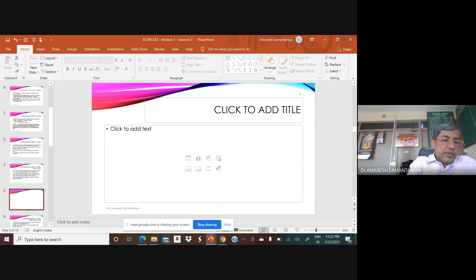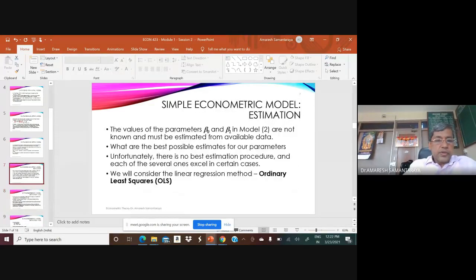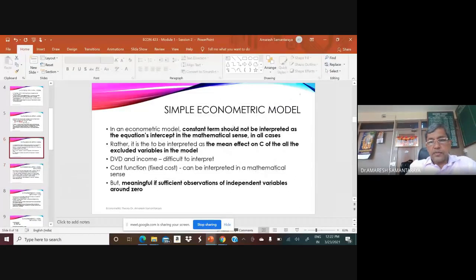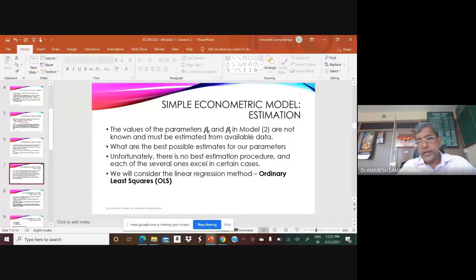So this one I need to delete. After specification of the model, next what we require is estimation. You know the values of Ci, you know the values of Yi. Ci here is consumption expenditure, Yi is disposable income.